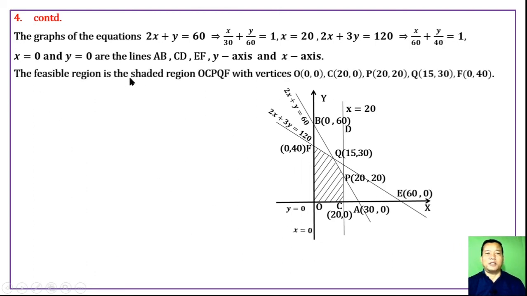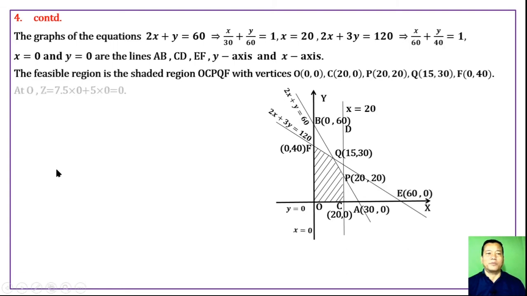The feasible region is the shaded region O, C, P, Q, F with vertices origin (0, 0), C (20, 0), P, the point of intersection of the two lines, found by solving their equations, (20, 20), Q, the point of intersection of the two lines, found by solving their equations, (15, 30), and F (0, 40). These are the corner points.